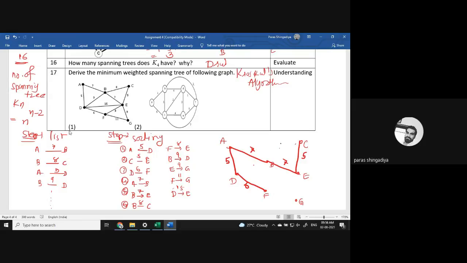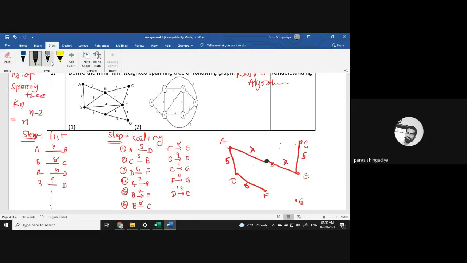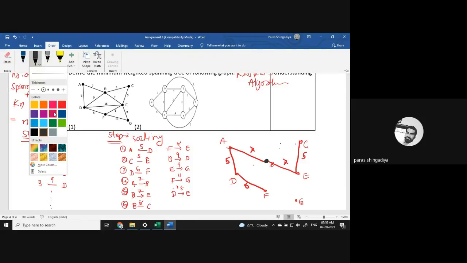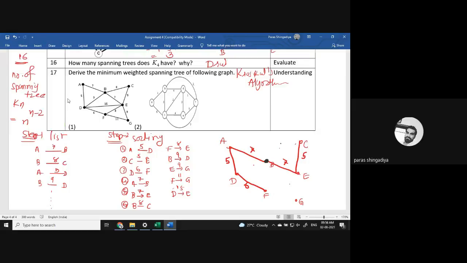ठीक है? Then after E and F, E and F we cannot include. Clear? Because it also creates a closed walk between E and F. Clear? And then after, the next weight is 9. So we can consider 9. Clear? Why is it 9? Because when we connect this E and G, whose weight is 9, the graph does not create any type of cycle.